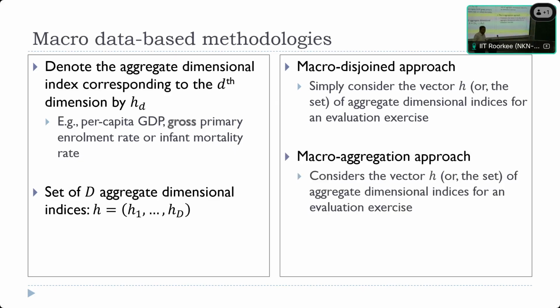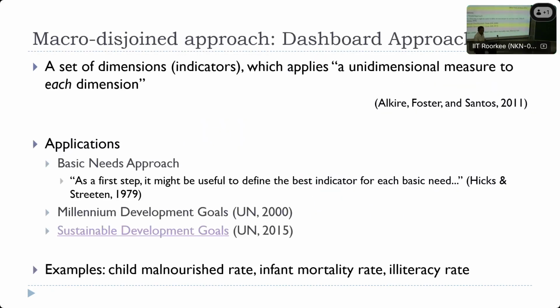And then you have the macro aggregation approach. What it does, it takes this vector or the set of macro aggregates for evaluation exercises. So they aggregate them. Okay. So, the macro disjoint approach.